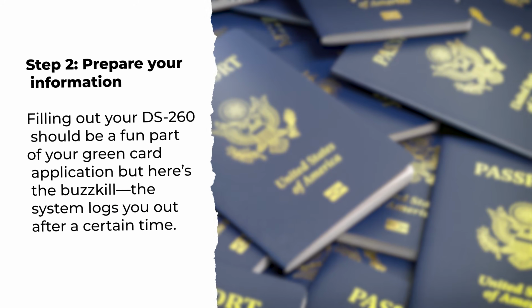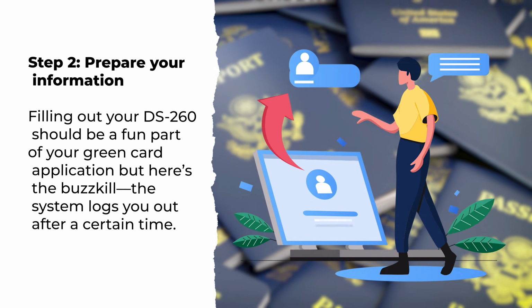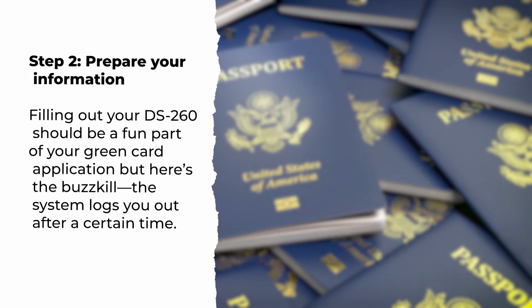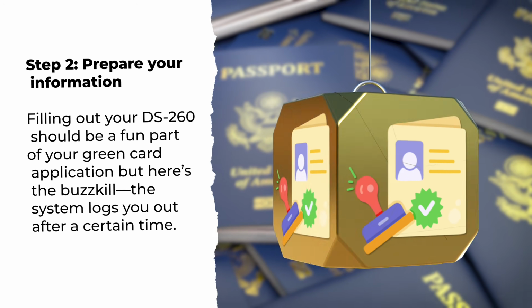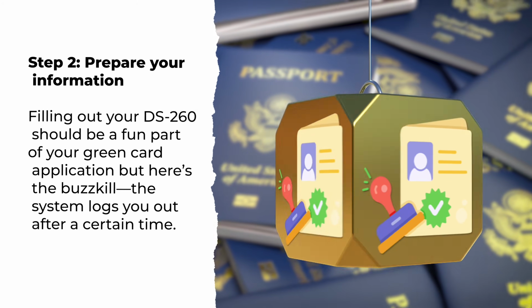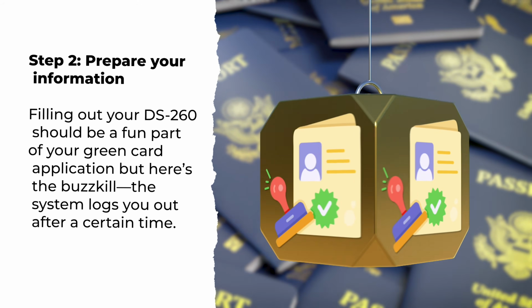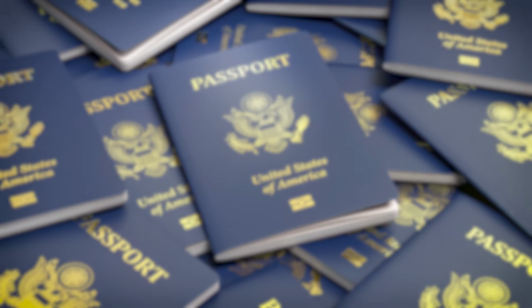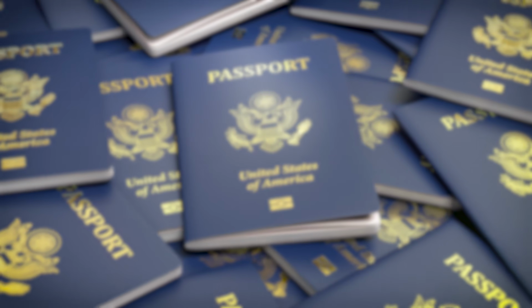Step number 2, prep all your information. Filling out your DS-260 form should be a fun part of your green card application. But here's the buzzkill. The system logs you out after a certain time. So don't start without all your information ready, or at least save your progress as you go through each section.